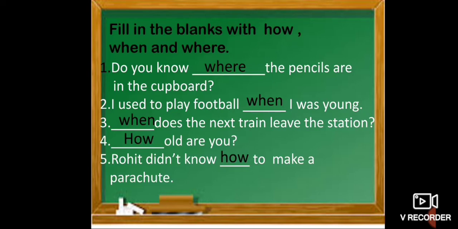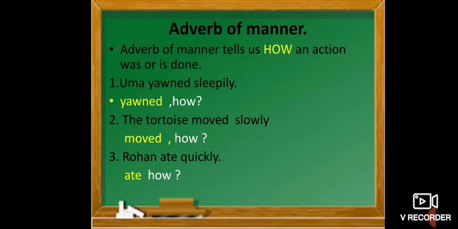If it is answering the question where, then it is adverb of place. If it answers you the question when, it is adverb of time. And if it answers your question how, then it is adverb of manner. Now let us see what adverb of manner means. Adverb of manner tells you how an action was or is done. Okay, how, it tells you how, that manner, the pattern or the type.